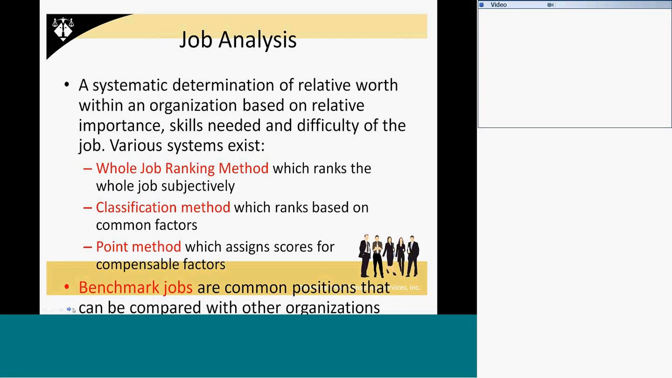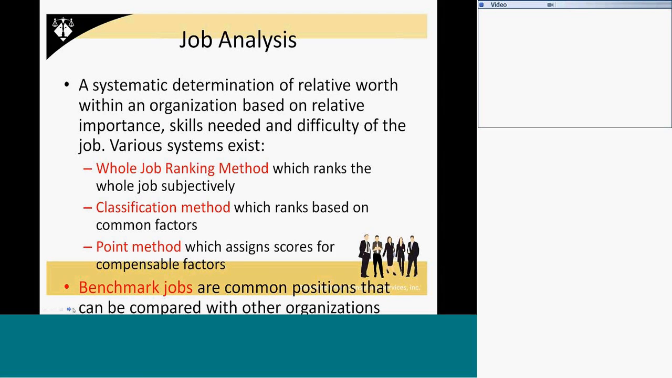Job analysis is defined as a systematic determination of relative worth. So job analysis is how we rank people into high pay, middle pay, low pay, that sort of thing. Otherwise, this is known as job classification. So there's a variety of ways that you can do it.